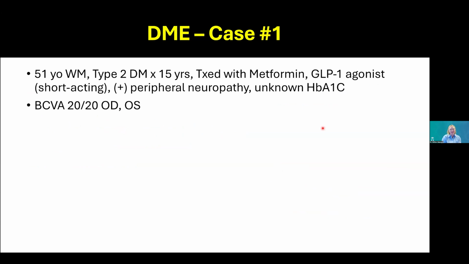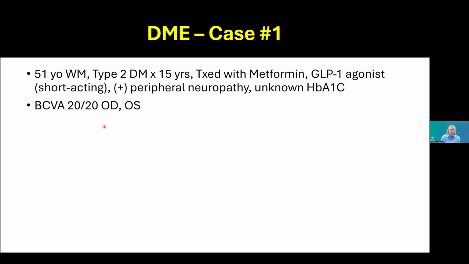this classification system is not quite so black and white. So this is a 51-year-old white male, a type 2 diabetic for 15 years, treated with metformin, a short-acting GLP-1 agonist, and has peripheral neuropathy. His A1C was unknown, but recently he had just been restarted on his diabetic medications. He had lost insurance and couldn't afford his meds, and so his blood sugar had gone from sky high to very low in an extremely quick period of time.